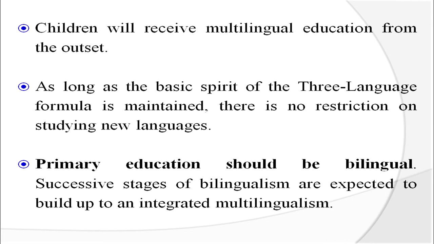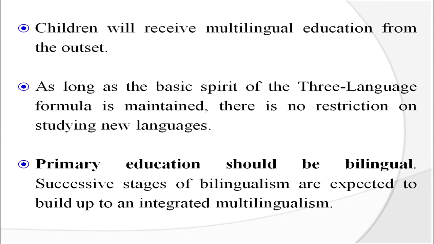As long as the basic spirit of the three language formula is maintained, there is no restriction on studying new languages. So that means, in addition to the mother tongue, Hindi or English, and a modern Indian language, a foreign language can also be studied in schools, and classical languages can also be added. Primary education should be bilingual. That means successive stages of bilingualism are expected to build up to an integrated multilingualism.